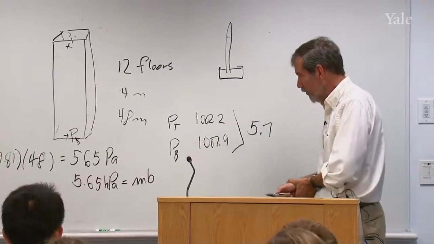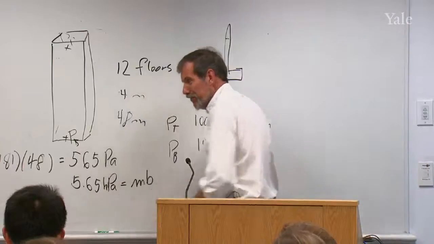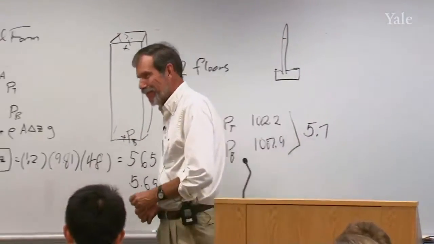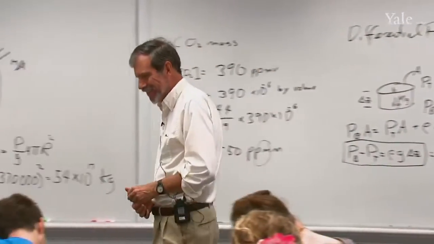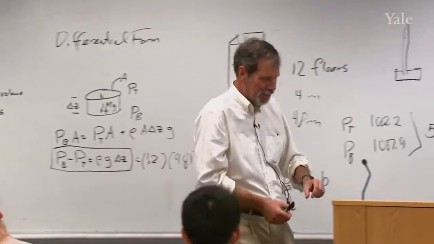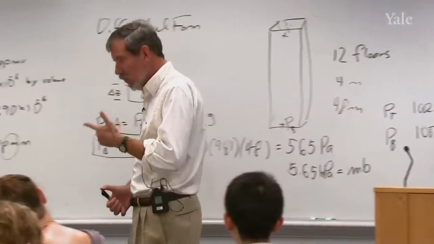Wow. Did we do good? Look at that. 5.65, 5.7. We did good on that. It doesn't usually come out that well, actually. Congratulations. You're good. You jiggled those numbers just right, so we got the right answer. You get the point.